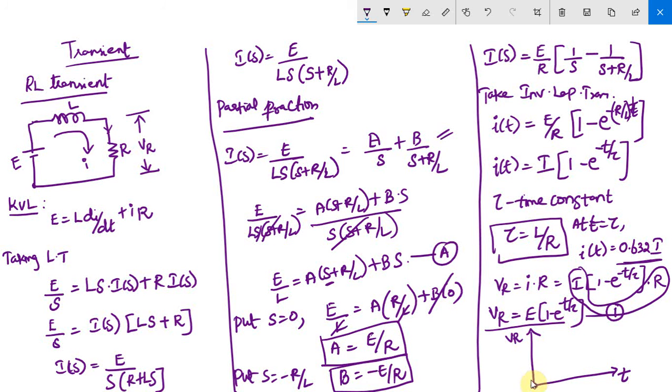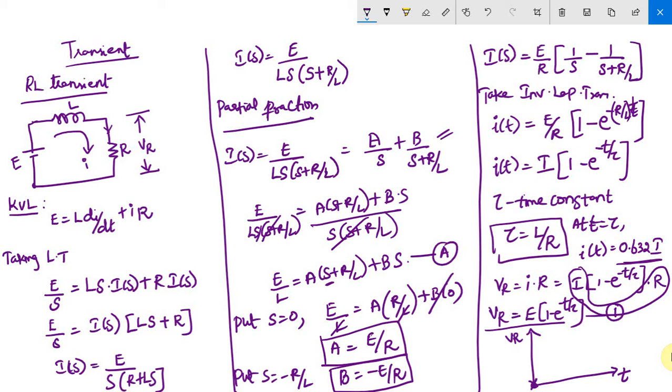Right? So at the initial stage t is going to be 0. So substituting t equal to 0 here, e power 0 will be 1, and 1 minus 1 is 0. So what is your VR at t equal to 0? It's going to be 0. So at t equal to 0, VR is going to be 0.